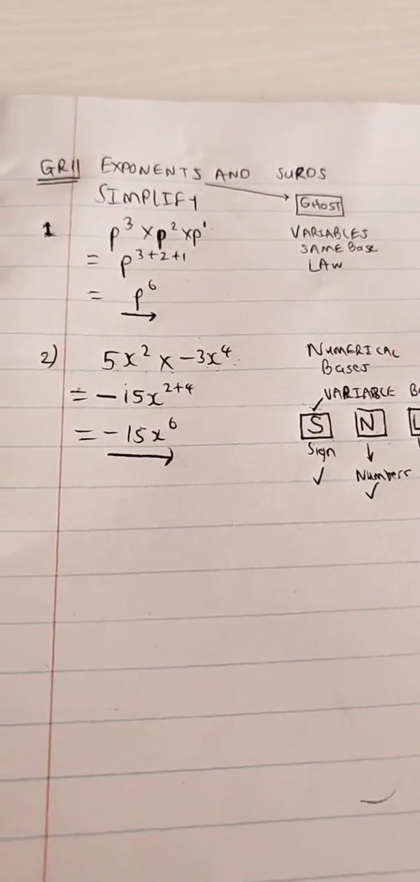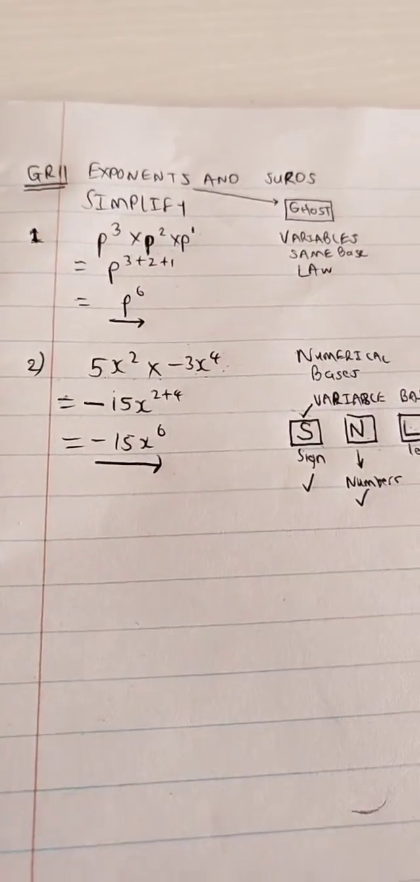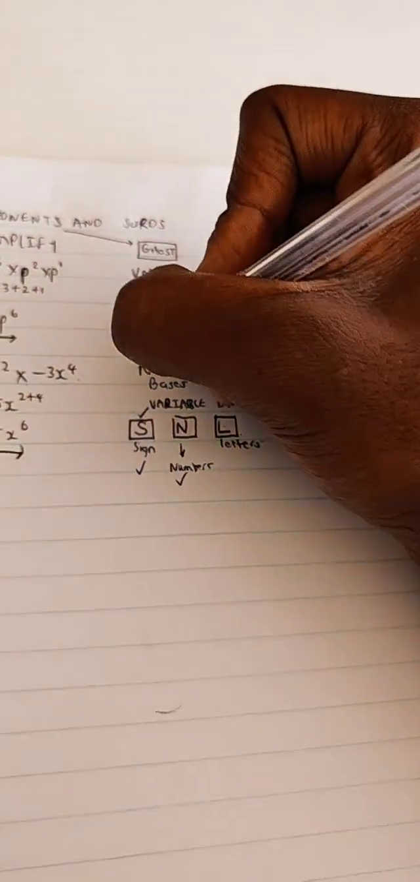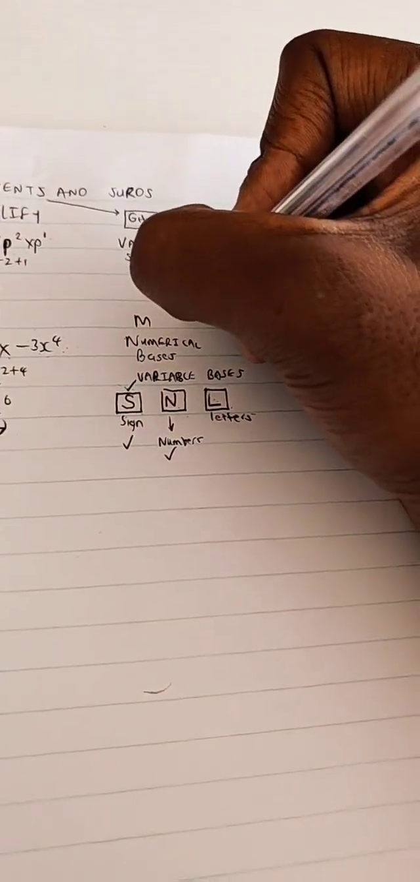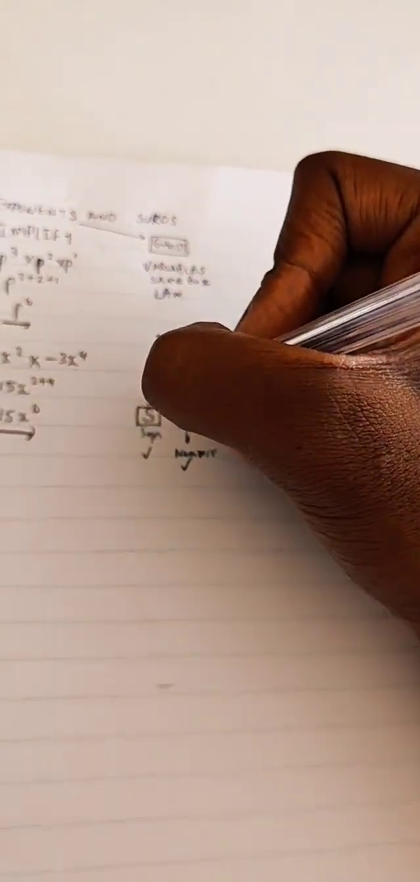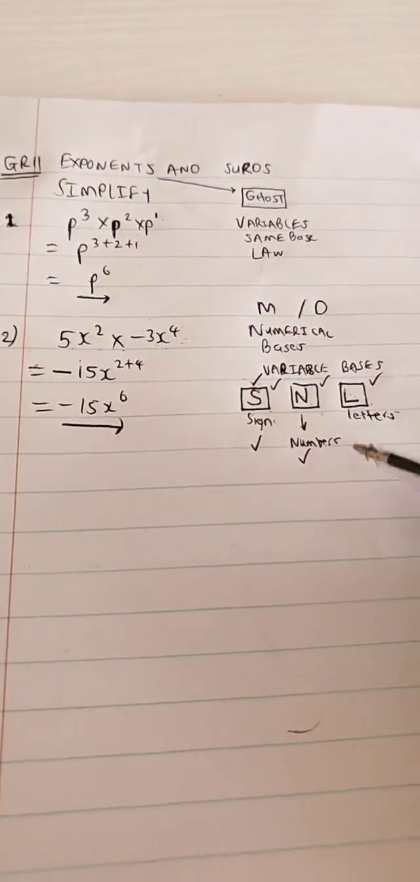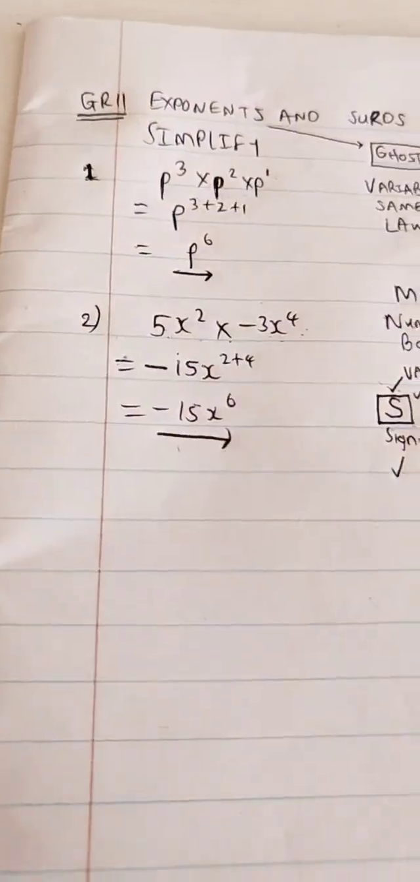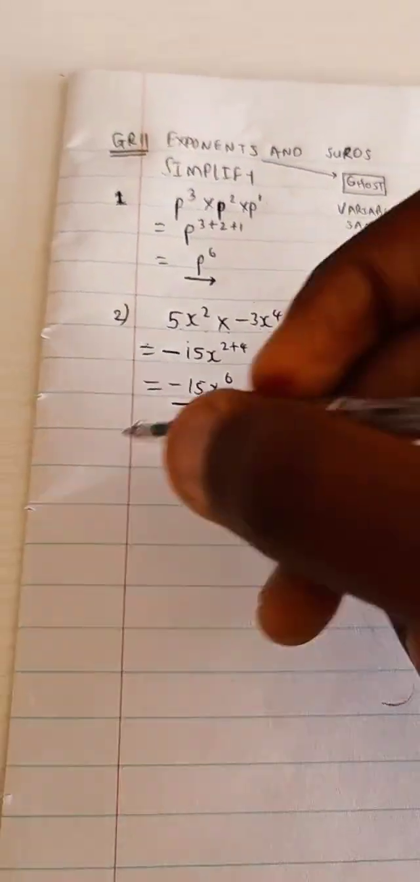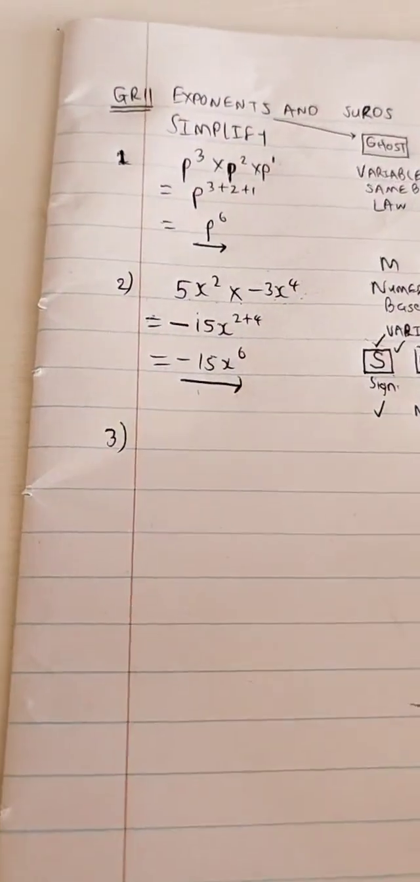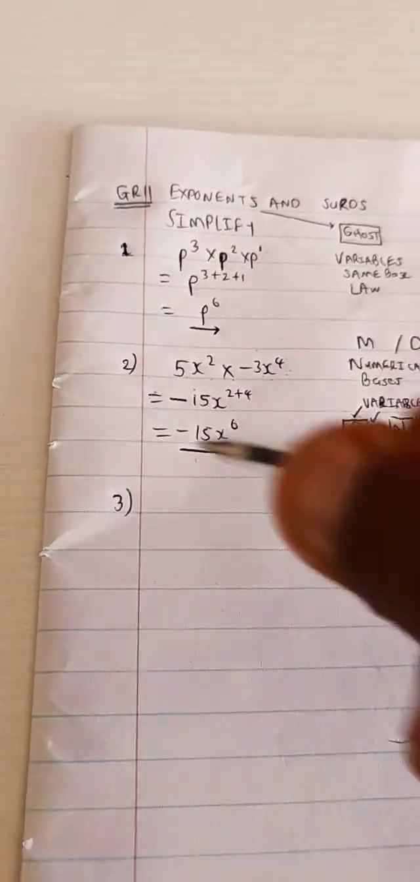Okay, right. Hopefully, when dealing with multiplication and division, and I repeat, when dealing with multiplication and division, we never forget who? S, N, L. We multiply the signs, we multiply the numbers, we multiply the letters, and then voila, the answer comes to pass. Okay, number 3, we're moving on.